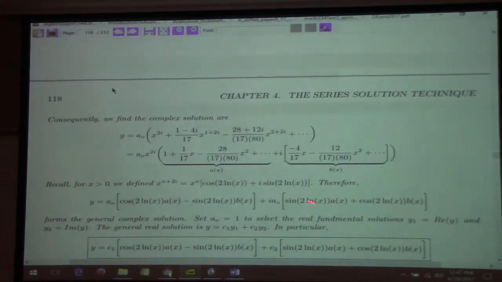But the devil's in the details here. I've only found the first couple terms in the power series expansions of A of x and B of x. But there it is. That's the Frobenius solution for a complex case.